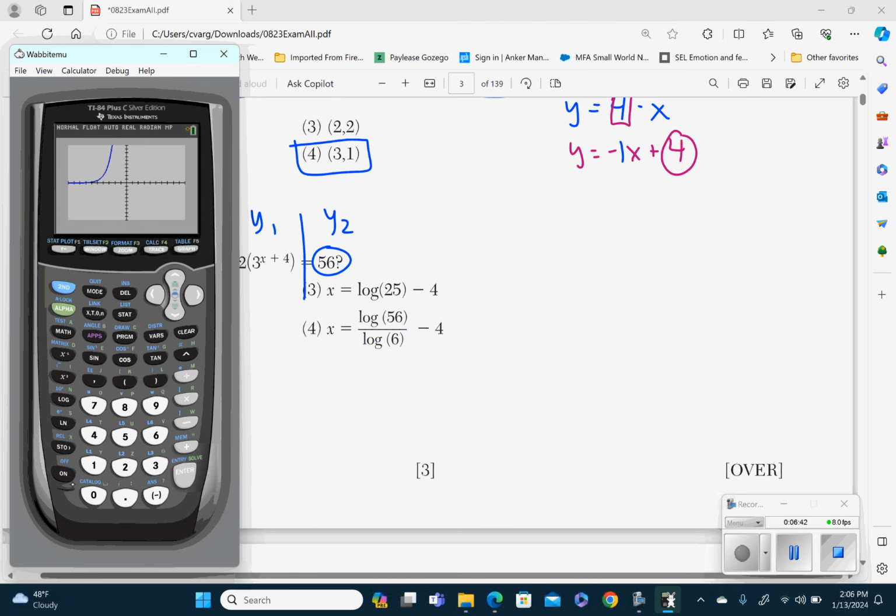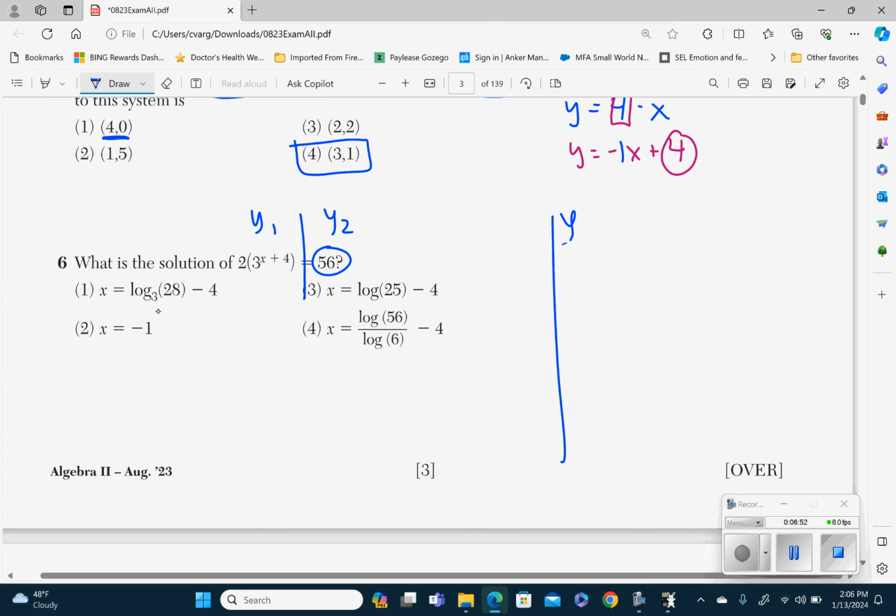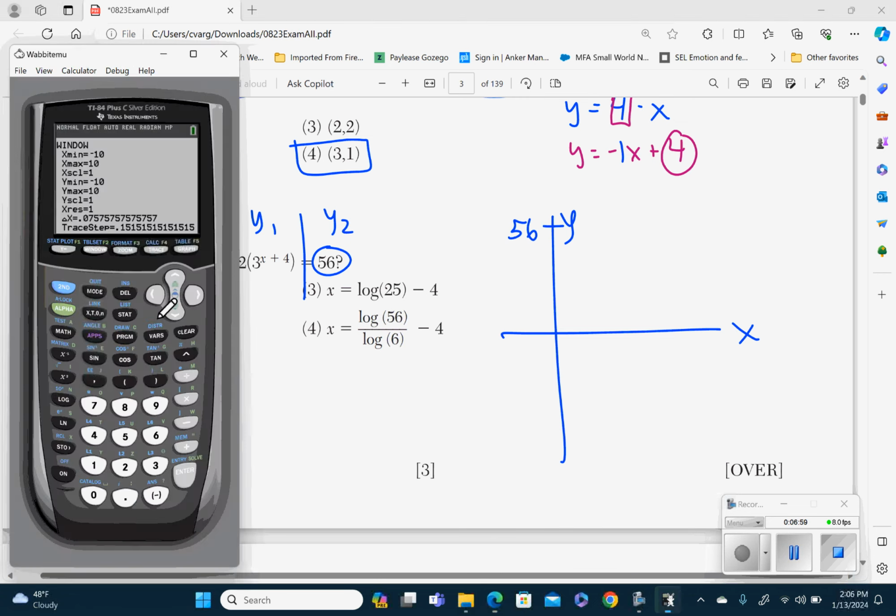Come on, little calculator. You could do this. Okay. And then we want to go to our Y max, right? Because this is our Y and this is our X. So we want to look and see where they meet. So our Y max here is at 56. So we want to go to our Y max and let's go 60. And then hit graph and you should be able to see the actual function. So that's the first one, 2 parentheses 3 to the x plus 4. And then 56 is going to be a straight line. There we go. And we're looking to see where they intersect.